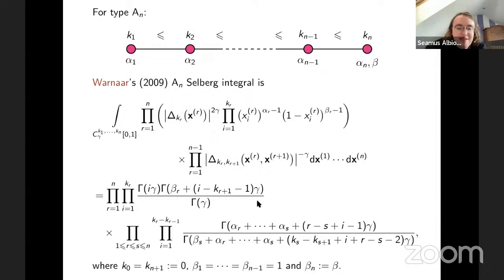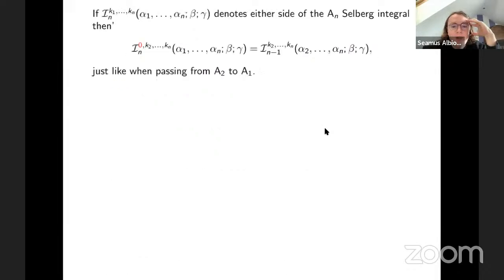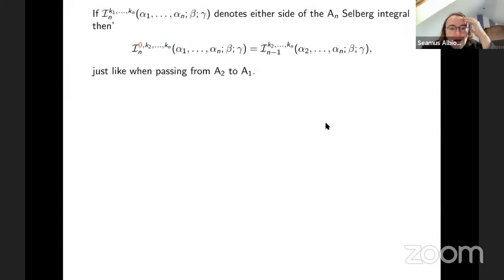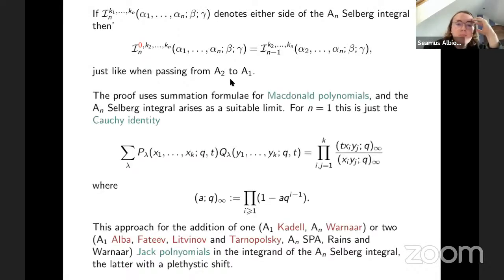Yeah. Anyway, so here's the evaluation. As I said before, I've written it here with beta_r, but all the betas are 1, so this doesn't exist, and you just have a single beta sitting on the end vertex. Okay, and as I gave before, if you set k_1 as 0, this reduces to a type A_{N-1} integral, just like when we passed from A_2 to A_1. And I should say something about the proof.